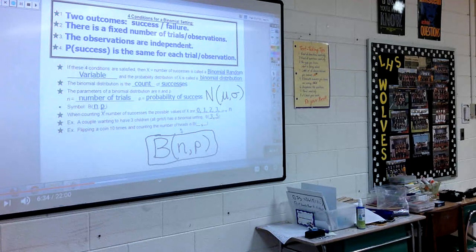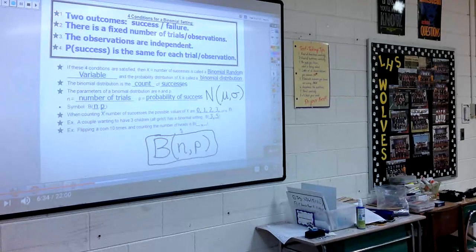So that's the symbol. And when you're counting the number of successes, it could be 0 all the way up to however many times you do something. So if you're shooting 20 free throws, you could have 0 successes all the way up to 20. An example of a binomial is a couple that's wanting to have 3 children, and they want to have all girls. The binomial setting is the B stands for binomial. The number of trials is 3 for children, and there's a 50% probability each time. So that's your probability of success.